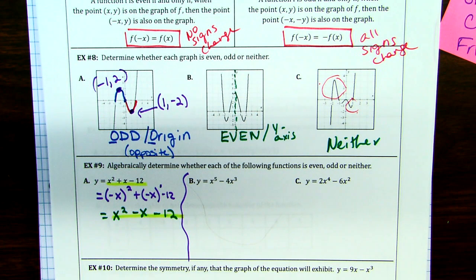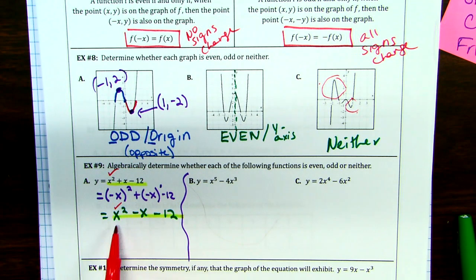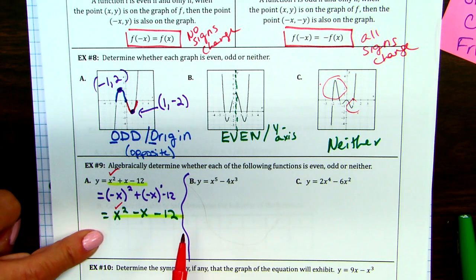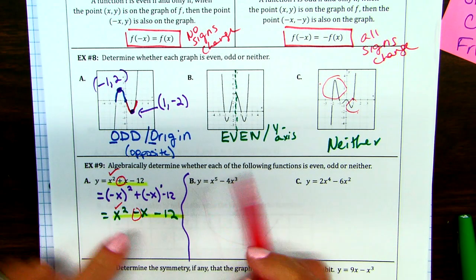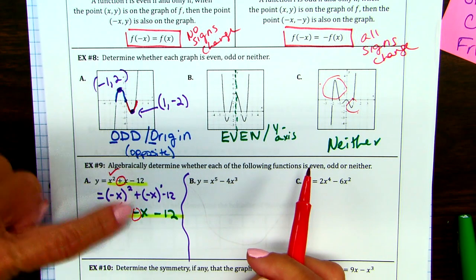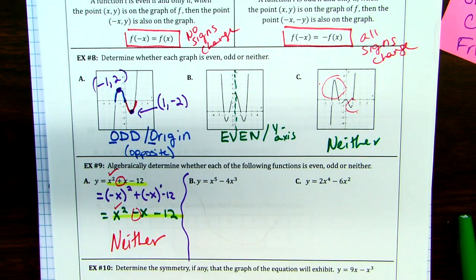This one, go term by term. X squared is the same as x squared, right? They're both positive, stayed the same. But when we get to the next term, x is positive, x is negative. We have a sign staying the same and a sign changing. Who cares what the rest is? That immediately made it neither. It's got to be all or nothing. Either all the signs stay the same, even, or all the signs change. So let's keep going.